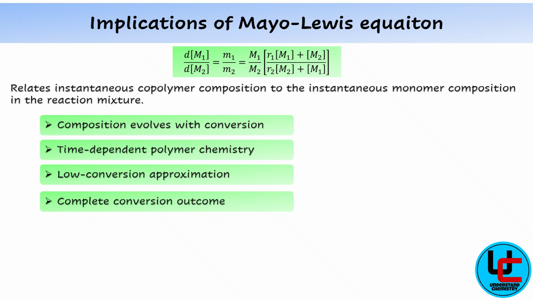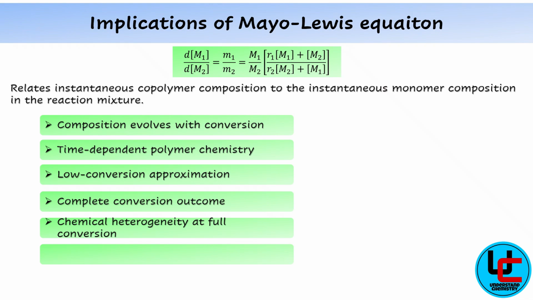Now, under low conversion conditions, typically below 5%, the monomer concentration remains nearly constant. In this regime, the Mayo-Lewis equation provides a reliable estimate of copolymer composition with minimal error. But what happens at complete conversion? When all monomers are consumed, the average composition of the entire polymer batch reflects the initial monomer feed ratio. In fact, chemical heterogeneity at full conversion becomes a key concern because chains were formed at different times under different feed compositions. The final polymer is a mixture.